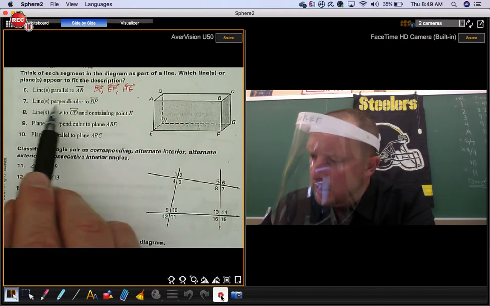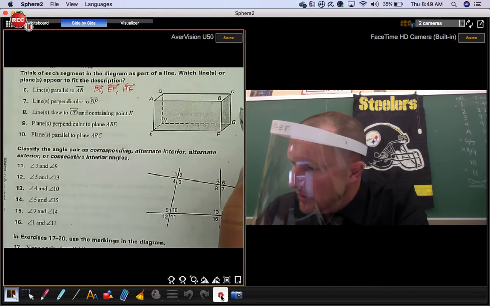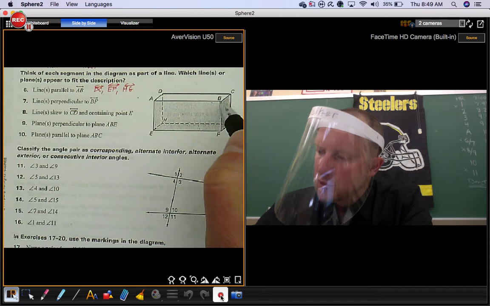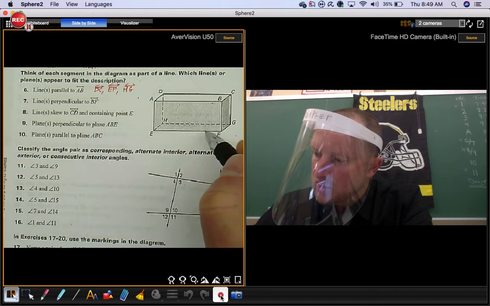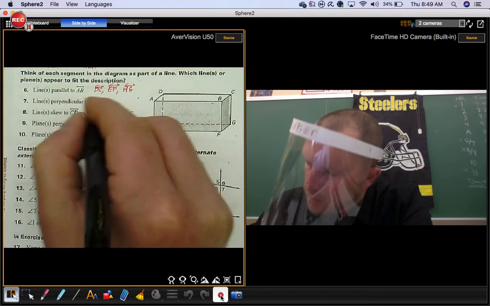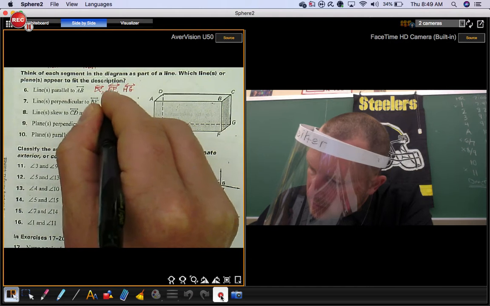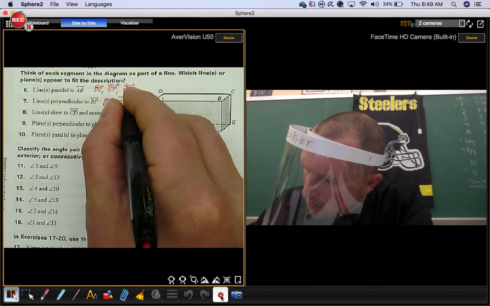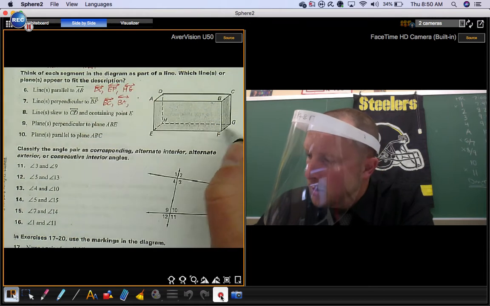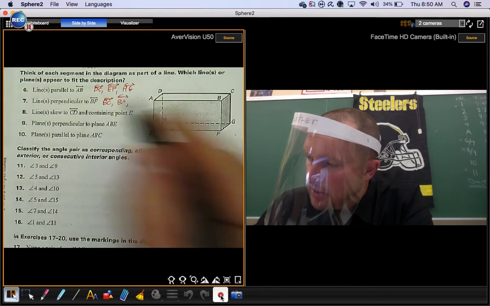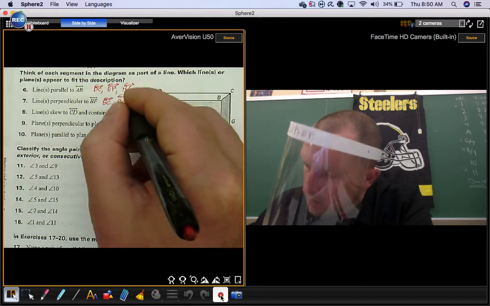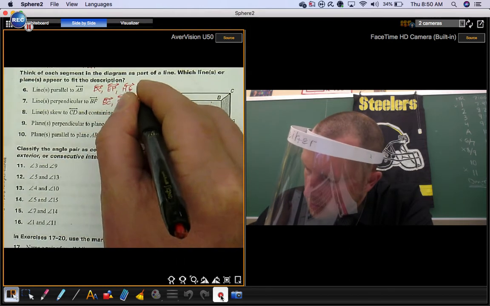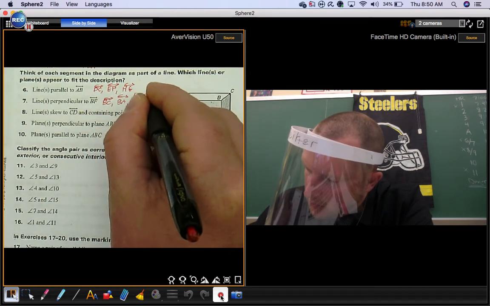Number 7, lines perpendicular to line BF. So it would be all of these that touch. So there's 4 of them. It would be line BC and line BA. Both of those have B's. And then there'll be 2 that have F's. Line FG and line FE.